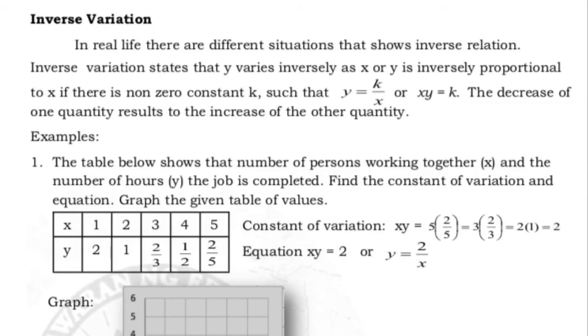Next type of variation is inverse variation. In real life, there are different situations that show inverse relation. Inverse variation states that y varies inversely as x, or y is inversely proportional to x, if there is a non-zero constant k, such that y is equal to k over x, or x times y equals k. So direct variation is y equals k times x, but in inverse, that is y equals k over x. So the decrease of one quantity results in the increase of the other quantity.